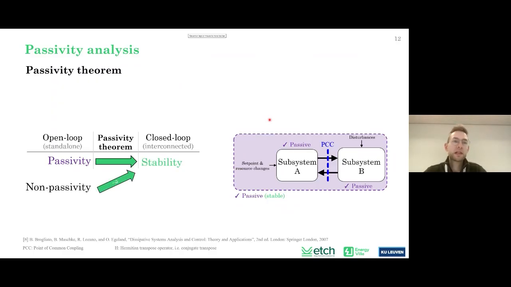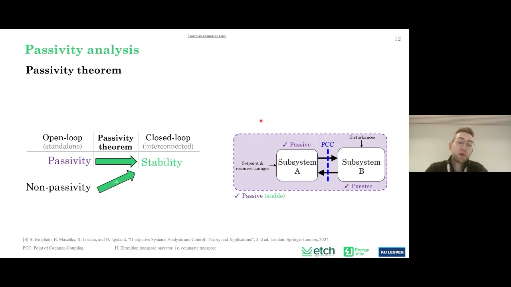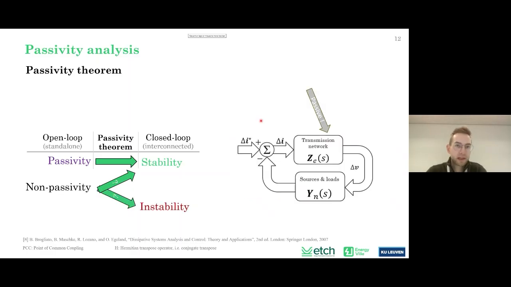With non-passivity, we are not sure. So if one of the boxes is non-passive, then we don't know whether the closed loop is stable or not. So why does everyone get super excited about passivity in the context of power systems? This is because this is a feedback loop I derived earlier. It tells us about the stability in the power system. And the transmission network is passive because we have only passive elements in the system.